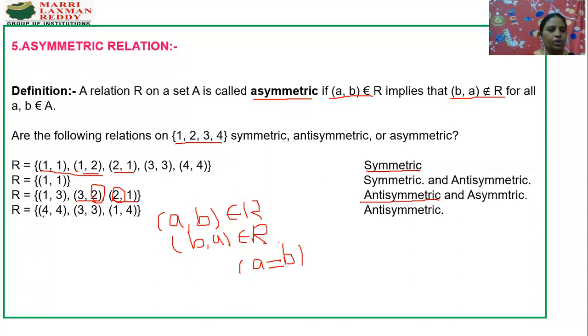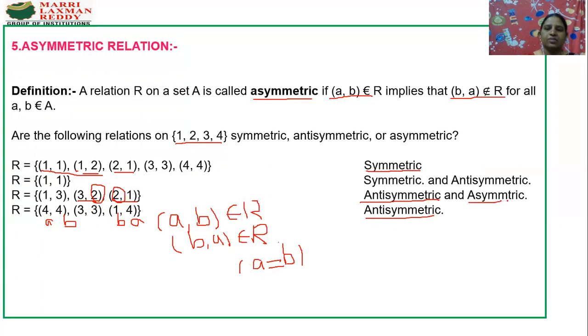Then the fourth example, it is (4,4). Here (a, b) and (b, a) values are the same, and a is equal to b. Here it is anti-symmetric.